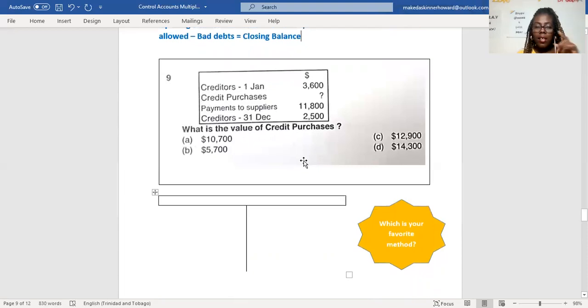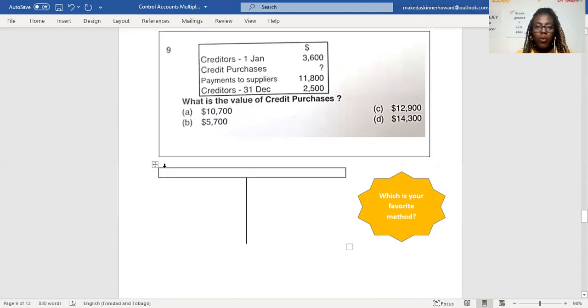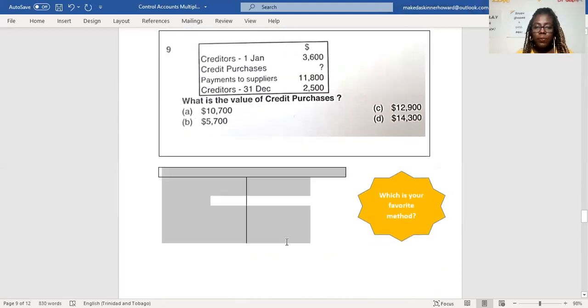Number 9 is pretty straightforward, right? It doesn't have a lot of items and they're asking us to find the credit purchases. So we start off owing 3,600, we purchased some items from them. We paid 11,800 and our balance is 2,500. Now that could be a really straightforward mathematical equation.